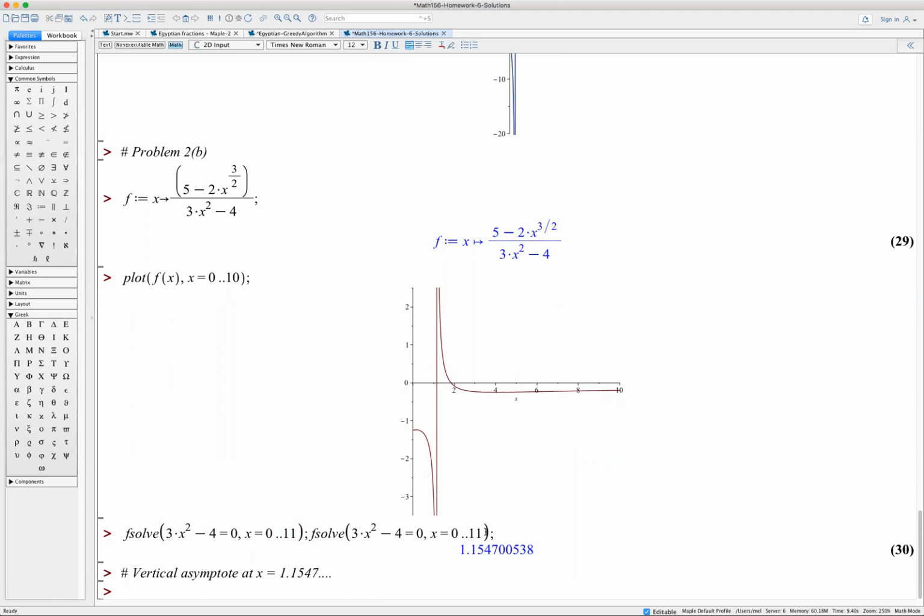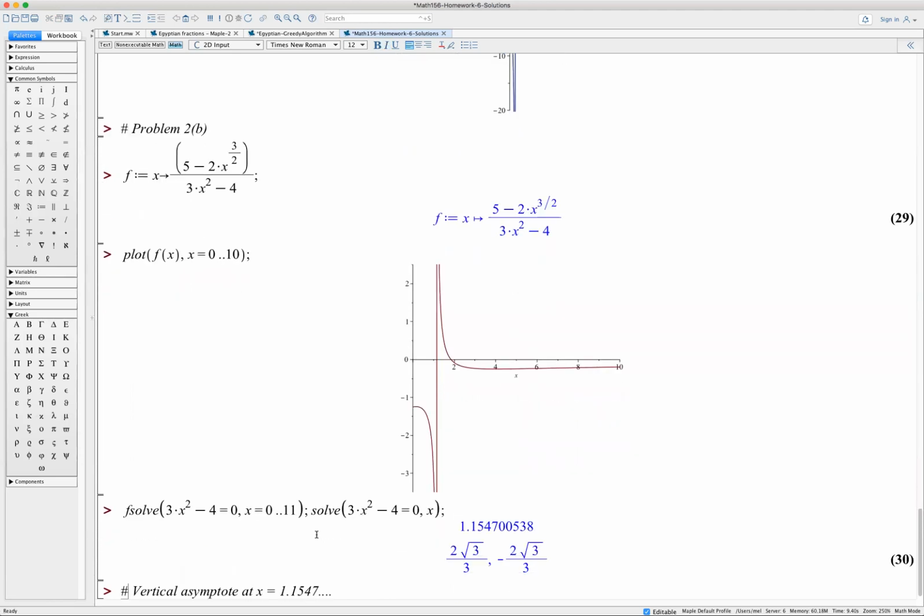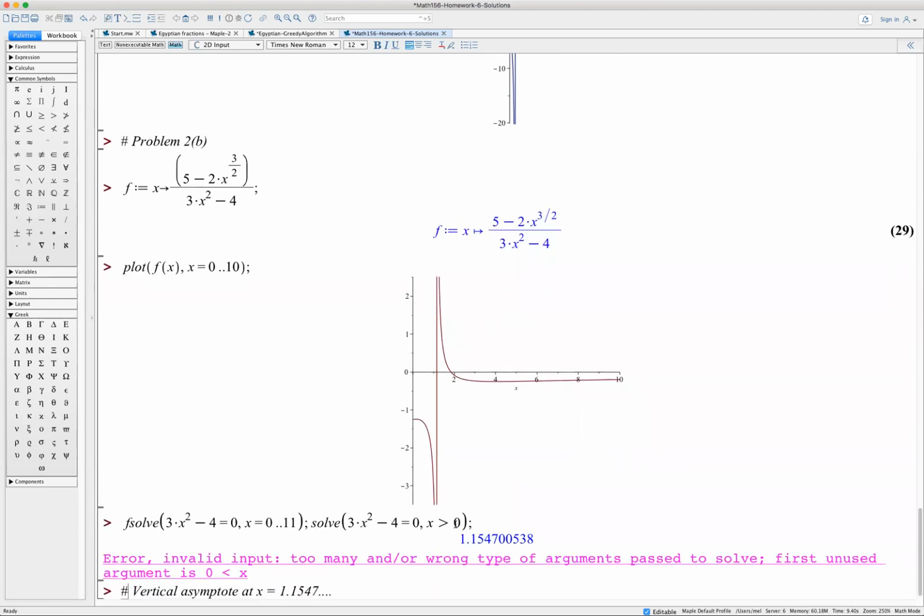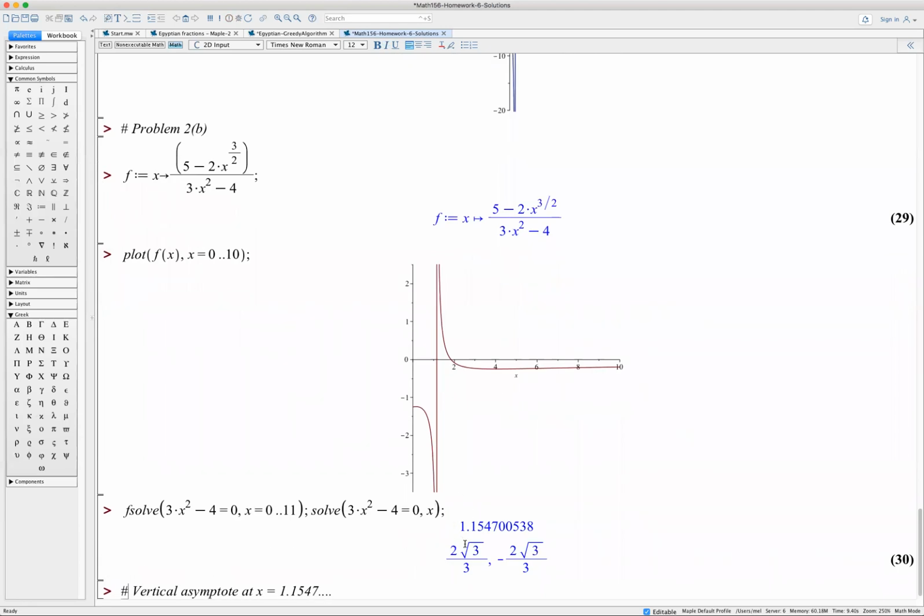If we just wanted to solve this equation, let's see. We know what the answer is. Yeah. The positive solution is 2√3/3, which is the same as this. If I put in greater than 0, it doesn't like that. I don't know why. But if we just say solve, it gives us the 2 roots where this is the positive root. So that's where we have a vertical asymptote.